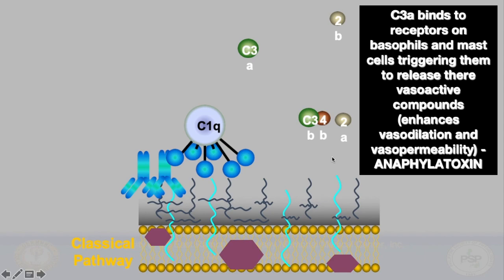Now take note of this product here, C3a. C3a is considered an anaphylatoxin. When we say anaphylatoxin, it increases the process of inflammation. How? Your C3a would bind to receptors located on the basophils and mast cells, which would result in the release of granules or vesicles containing histamine. This histamine consists of vasoactive compounds, so this would enhance vasodilation and permeability. So, more inflammation.